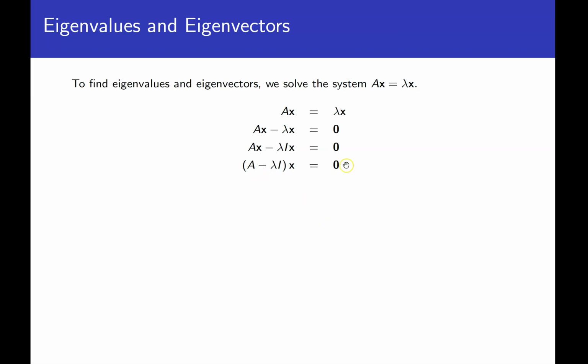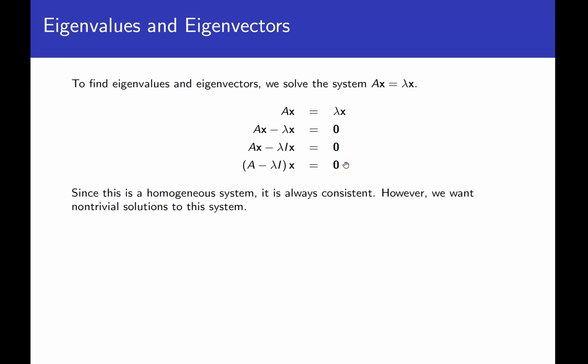This is a homogeneous system. We know homogeneous systems are always consistent because I can always plug in 0. No matter what, 0 will do the job to solve the system. But remember, we're looking for eigenvectors. And in the definition of eigenvector, we have to have a non-zero vector to start with. So I don't want just the trivial solution. I want non-trivial solutions. How do I get non-trivial solutions?